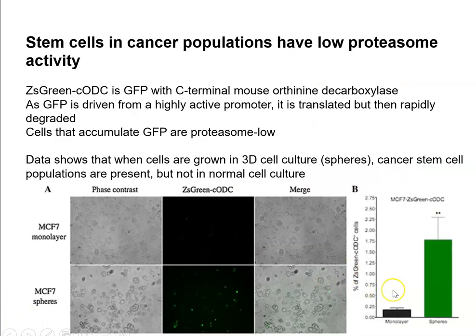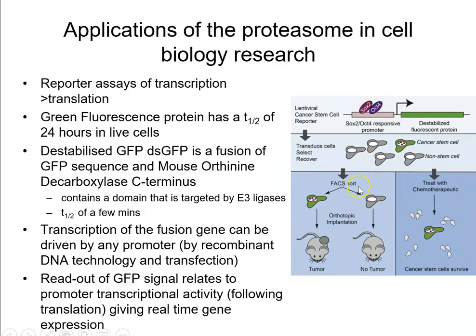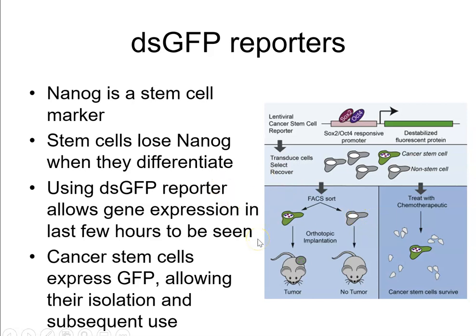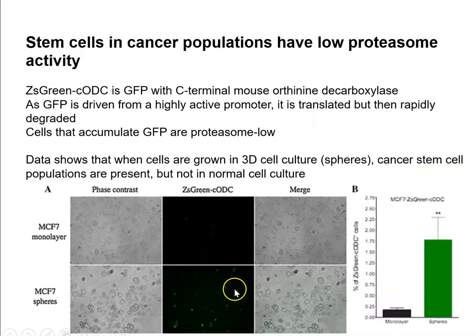Something I'm really particularly interested in is the fact that a lot of stem cell populations in cancers have low proteasome activity. This is something I've worked on in the past, but when cells de-differentiate to be more stem cell-like, their proteasome activity is very, very low. So we can identify stem cell-like cells because they will accumulate the destabilized GFP that I talked about here. If we express destabilized GFP in cancer cells and we see accumulation of destabilized GFP in minority populations of cells, these are the cells which are stem cell-like, because stem cells have a proteasome-low phenotype.